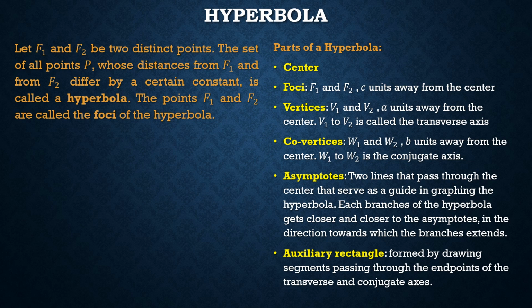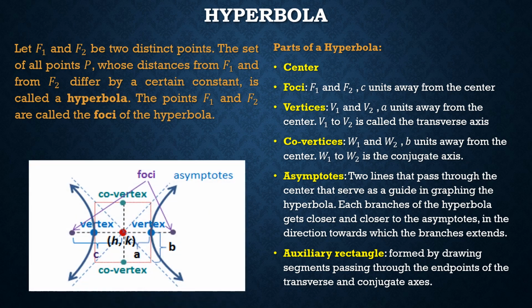Now here are the parts of a hyperbola. We have the center at (h, k). We also have the foci denoted by f sub 1 and f sub 2 that is c units away from the center. We also have the vertices denoted by v sub 1 and v sub 2, that's a units away from the center. V sub 1 to V sub 2 is called the transverse axis. We also have the co-vertices denoted by W sub 1 and W sub 2, that's b units away from the center. W sub 1 to W sub 2 is the conjugate axis.